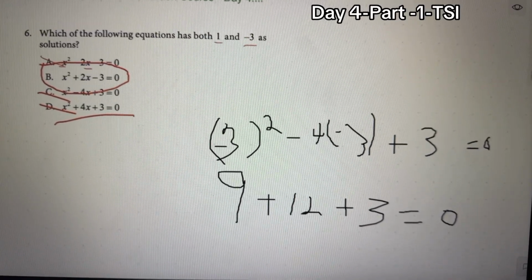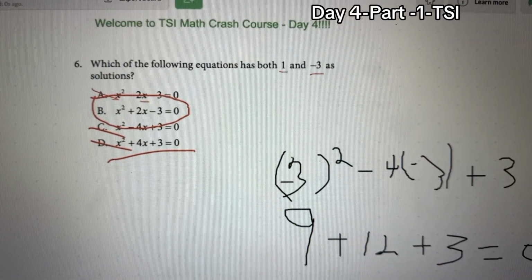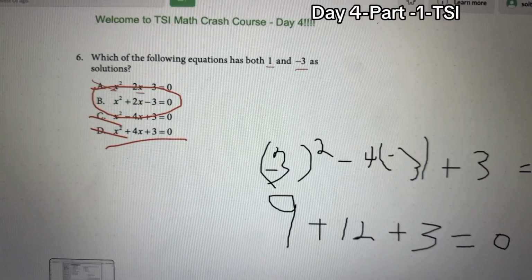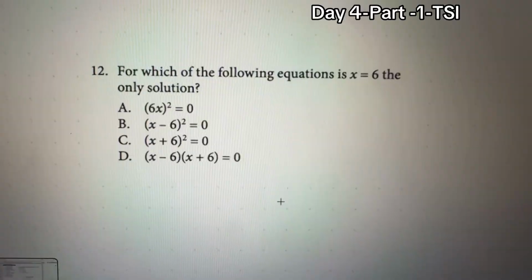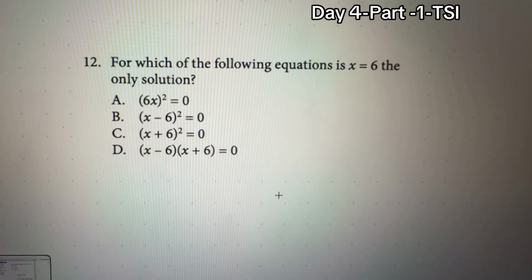Right? Yeah. And we were able to confirm that. Any questions about that? No. No? Okay. Rock and roll. Do you see that? Yeah. Okay. X equals 6, the only solution. All right, you tell me.